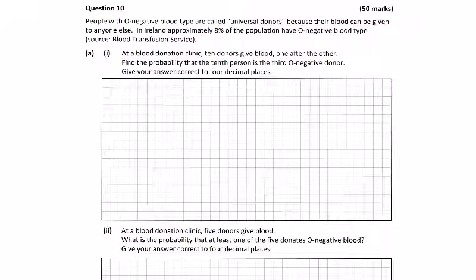Question 10, 2021 is a Bernoulli trial, as was question 1. We're told here 8% of the population have O negative. Find the probability that the 10th person is the third O negative donor. So we're looking at what happens in the first 9. If the 10th person is the third O negative, there's been 2 in the first 9.